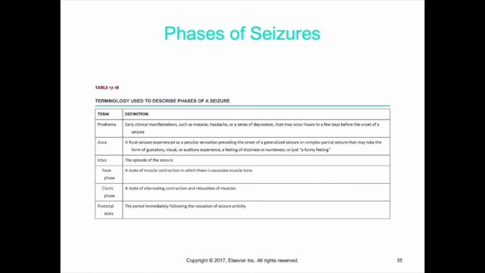The ictus phase, this is the episode where the seizure is actually happening. The tonic phase is where you have muscles contracting with excessive muscle tone, and the clonic phase is when you have alterations in the contraction and the relaxation of those muscles. And lastly, the post-ictal state is the period directly following the seizure activity. And now we're in the cessation of seizure activity. No more movement, no more hyperexcitability.